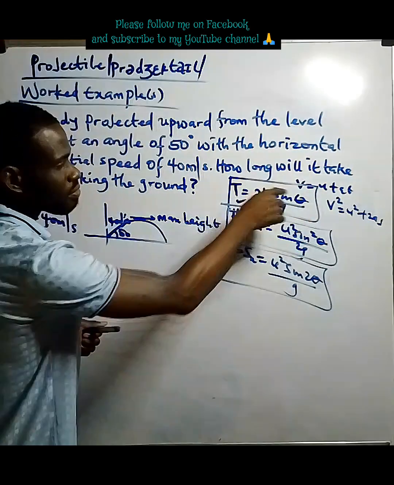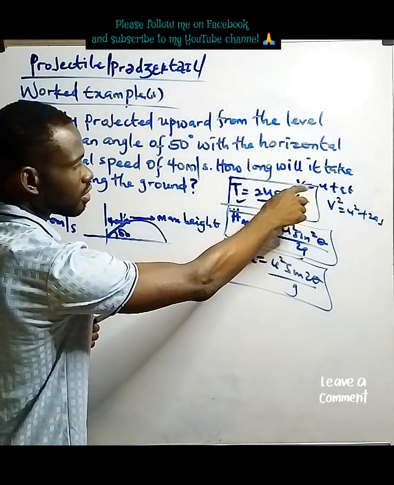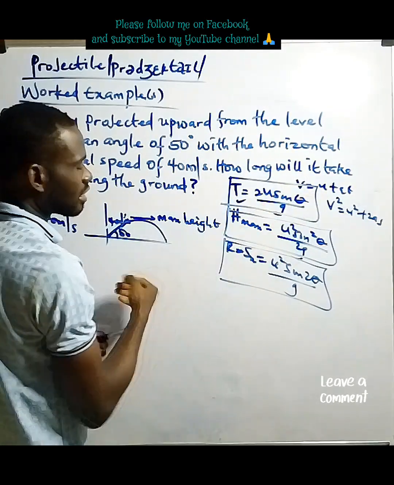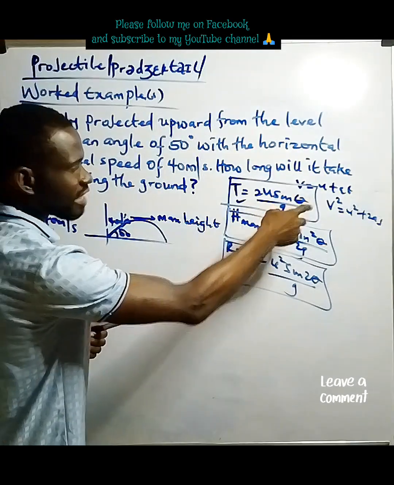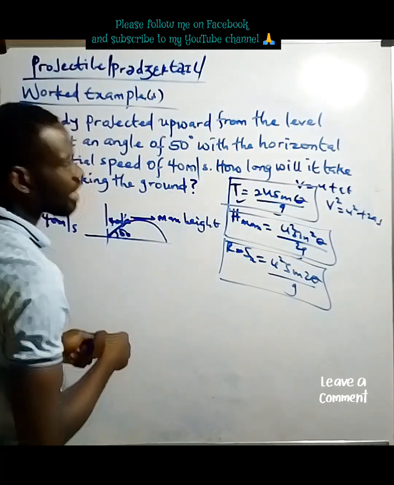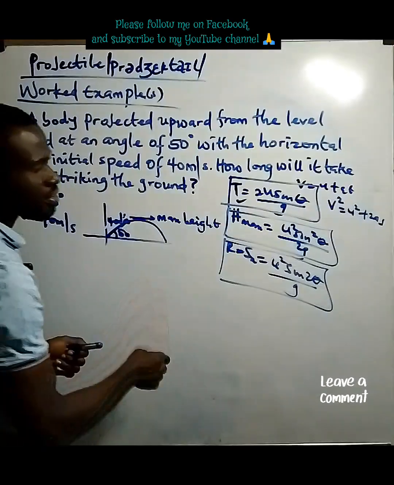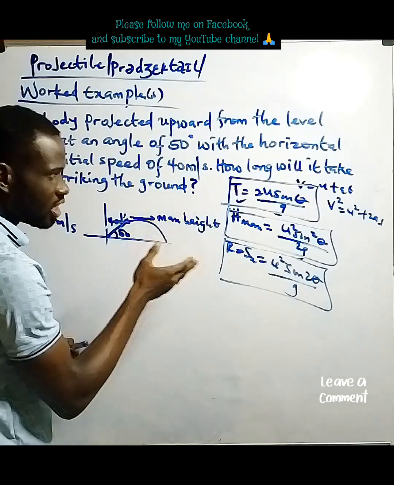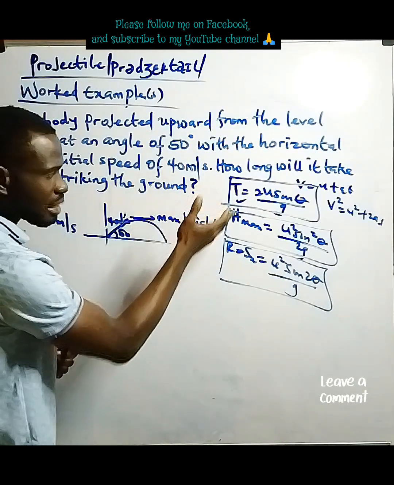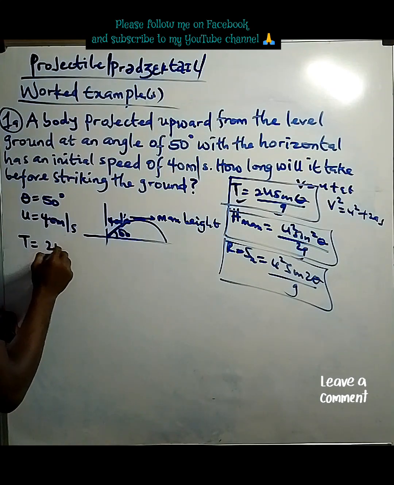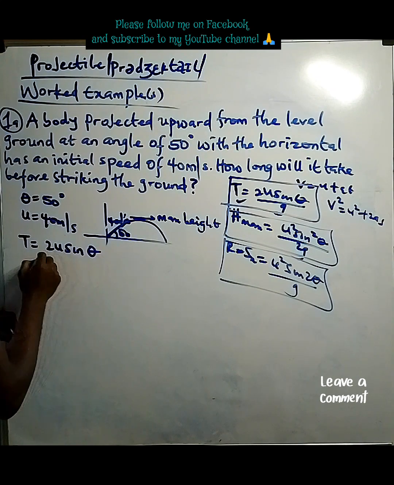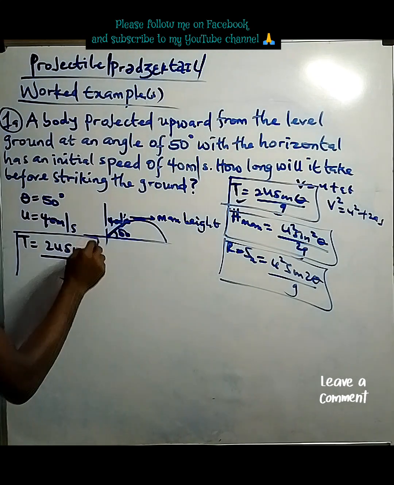At max height, final velocity is 0. Initial velocity is u sine theta, and acceleration is minus gravity. So 0 equals u sine theta minus gt. We send the gt to the other side, so the time at max height is u sine theta over g. So the total time of flight is 2u sine theta over g. So let's use that formula, the total time of flight, 2u sine theta over gravity.